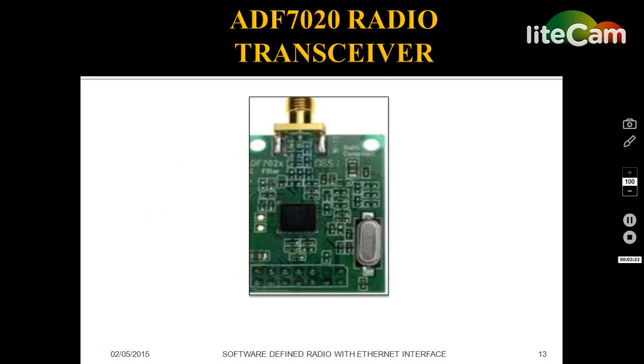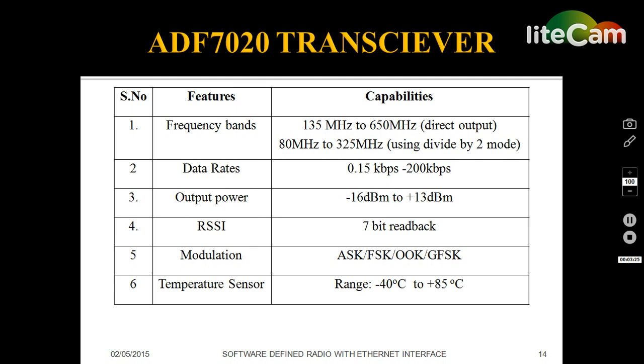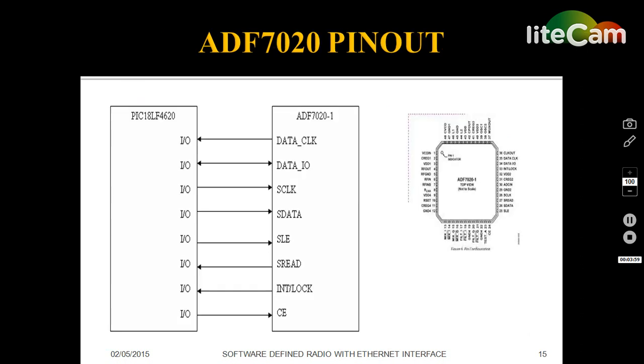Next is ADF7020 radio transceiver. This has some features and capabilities like frequency bands as 135 MHz to 650 MHz, then 80 MHz to 325 MHz in the divide by 2 mode. Data rate is 0.15 kbps to 200 kbps. Output power is from -16 dBm to +13 dBm. RSSI is 7-bit read byte. Modulation is ASK, FSK, OOK or GFSK. In this project we are using GFSK. Temperature sensor ranges from -40 degrees Celsius to +85 degrees Celsius.